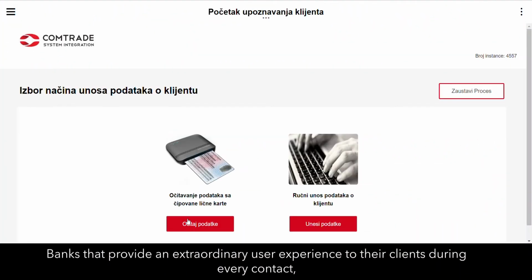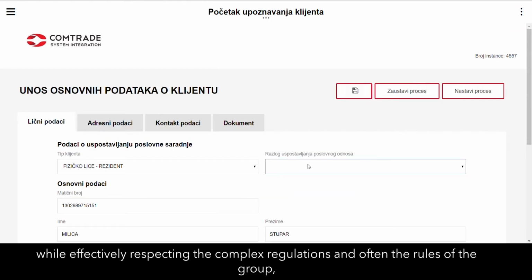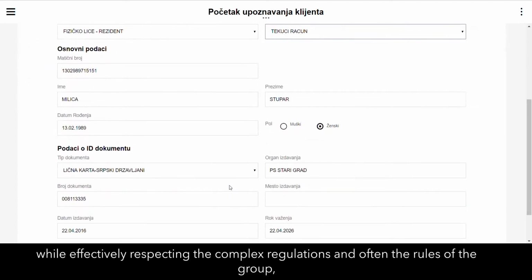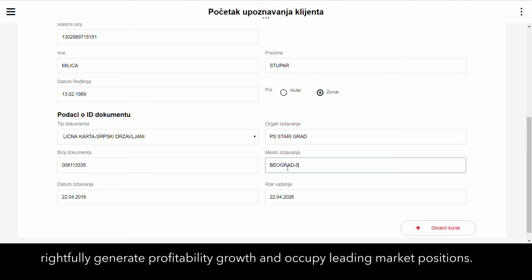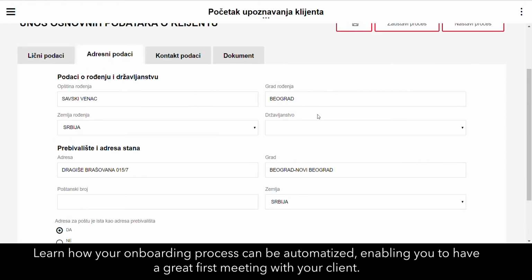Banks that provide an extraordinary user experience to their clients during every contact, while effectively respecting the complex regulations and often the rules of the group, rightfully generate profitability growth and occupy leading market positions. Learn how your onboarding process can be automatized, enabling you to have a great first meeting with your client.